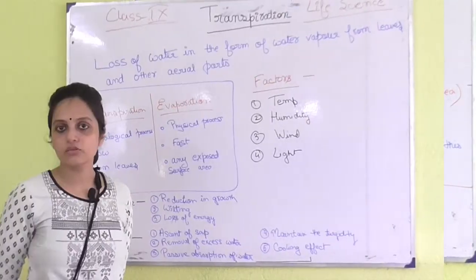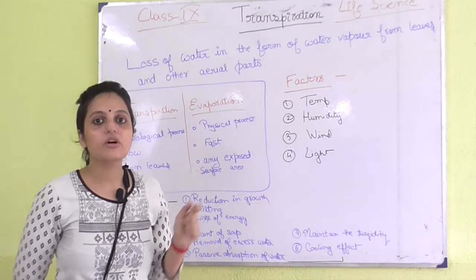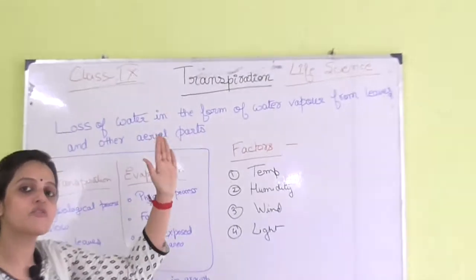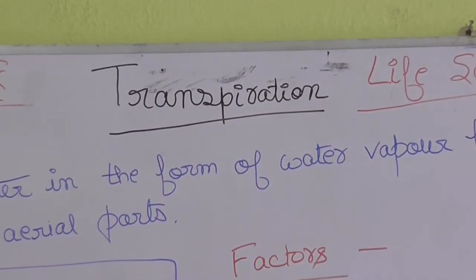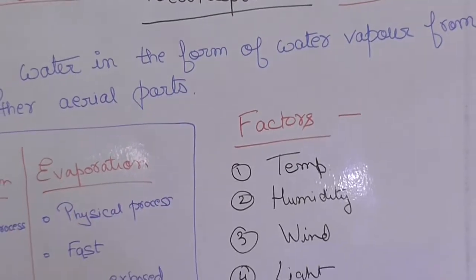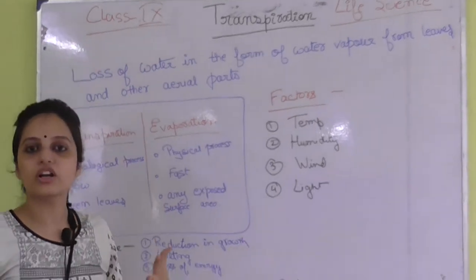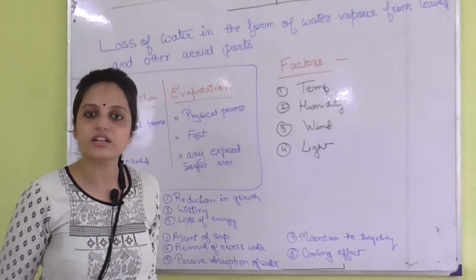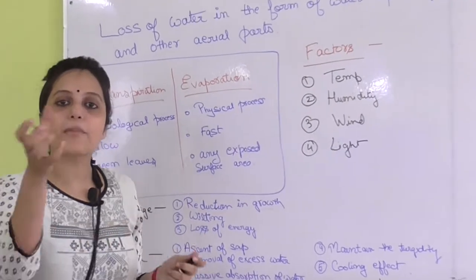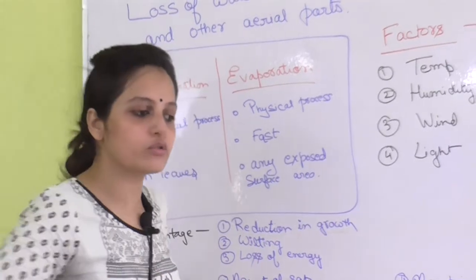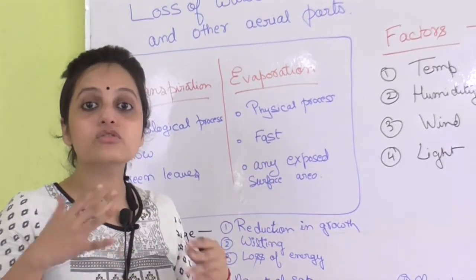What we are going to study today is transpiration. So what is transpiration? Transpiration means a loss of water in the form of water vapor from the leaves and other aerial parts. Why does transpiration occur? Because if the root takes up excess water, it is not using all the water content. It is using a part of it and the rest is thrown away. So how is it going to throw it? It's not going to throw it in buckets. It's going to transpire it.